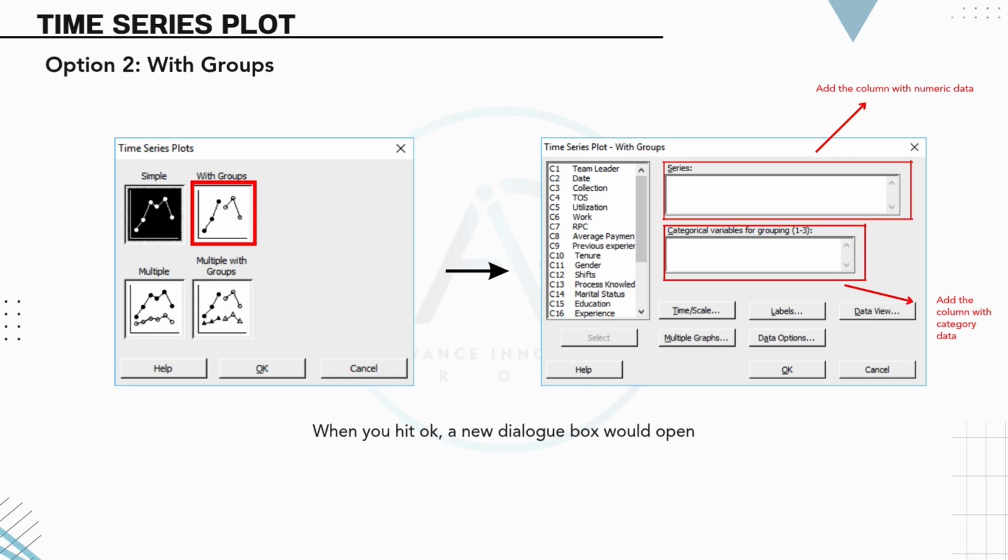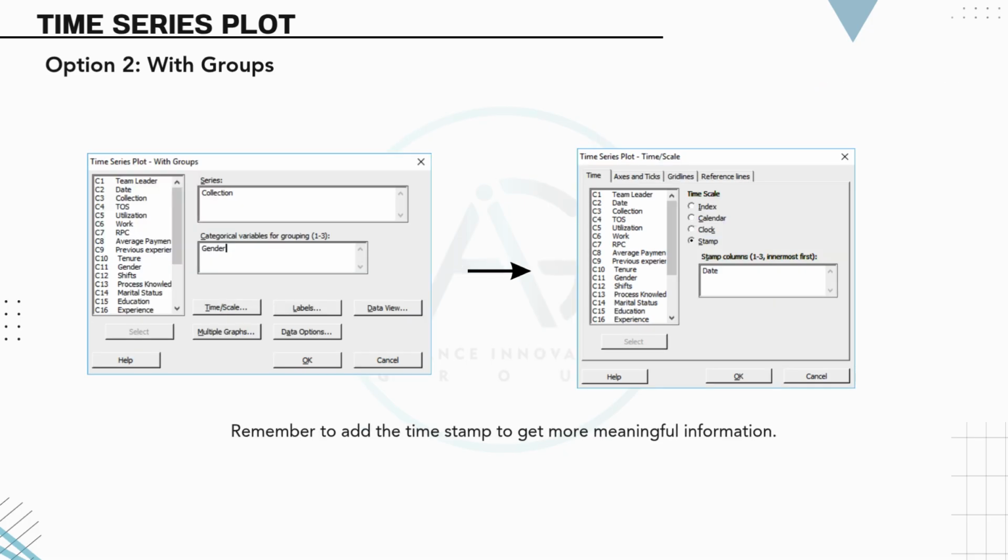This is an excellent tool for comparative analysis in Lean Six Sigma projects, helping you isolate factors contributing to process variation. On this slide, we're looking at how to create a time series plot with grouped data using statistical software. This is option 2, with groups, which is helpful when you want to compare trends across categories such as gender, shifts, or departments.